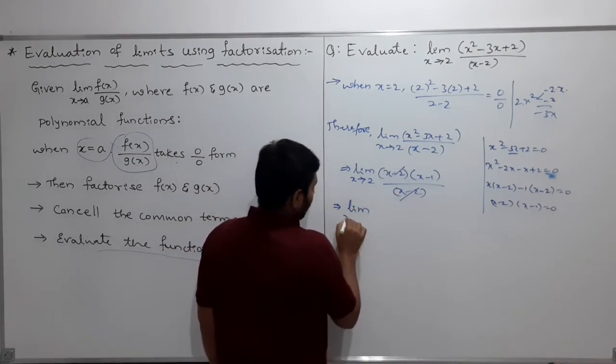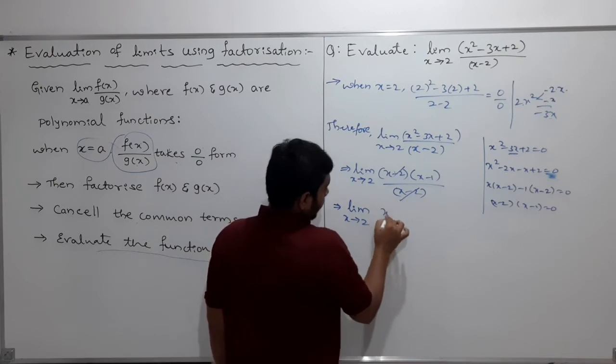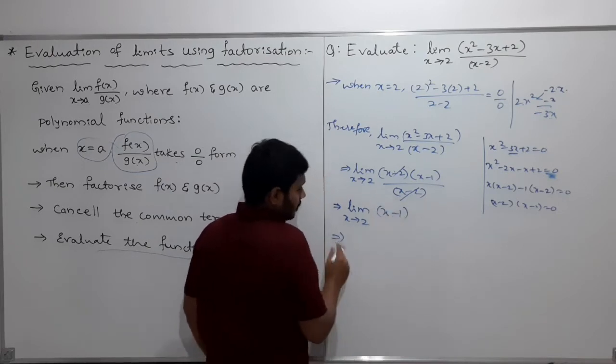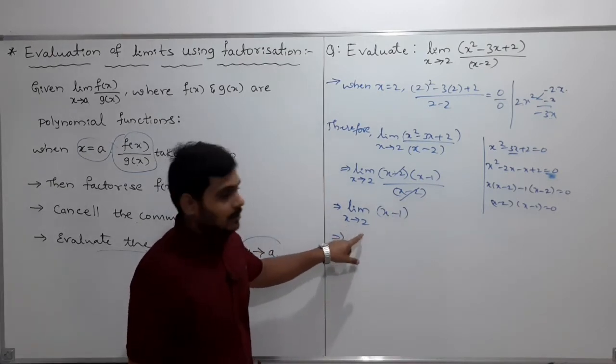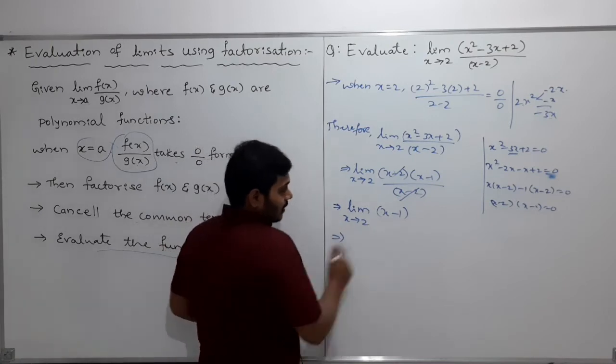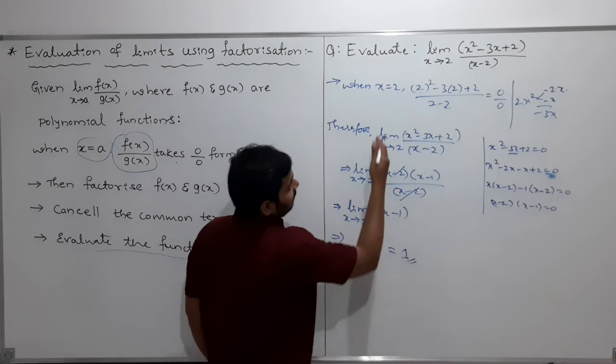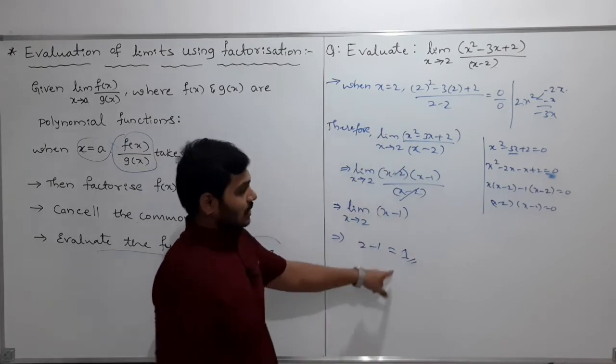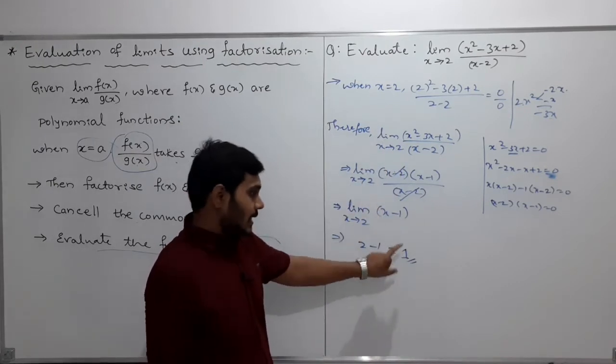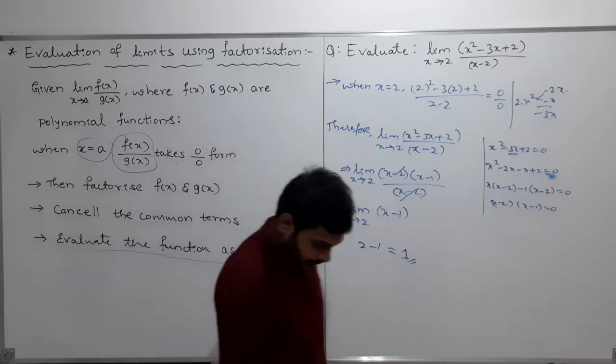What are you ultimately getting? Limit as x tends to 2 of x minus 1. Now directly substitute this x value. x is equal to 2. If you substitute, 2 minus 1, 2 minus 1 is 1. So therefore the value of this function limit as x tends to 2 is equal to 1. I hope you understood my question.